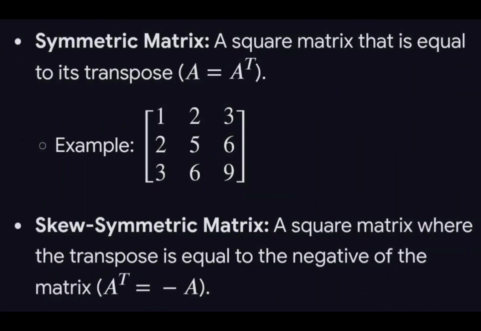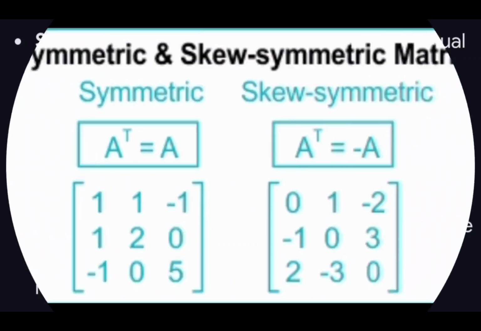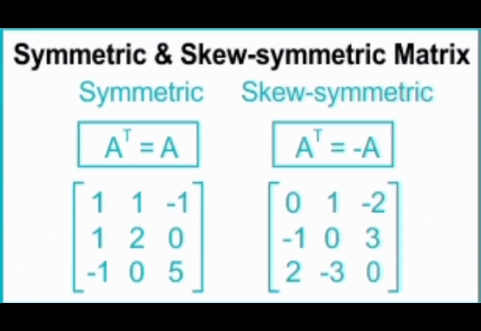The next major difference is between the symmetric and the skew symmetric matrix, where we introduce the concept of transpose. The transpose of a matrix is obtained by interchanging its rows and columns. A symmetric matrix is a square matrix equal to its transpose. So A is equal to A transpose. Whereas the skew symmetric is where A transpose is equal to negative A. So this is the major difference between a symmetric and skew symmetric matrix.